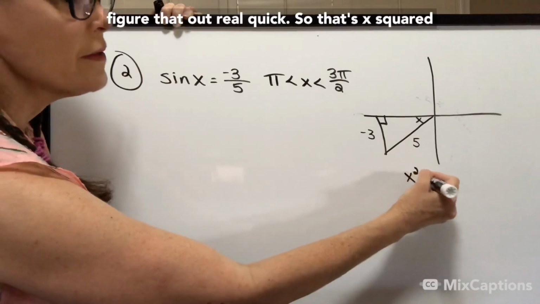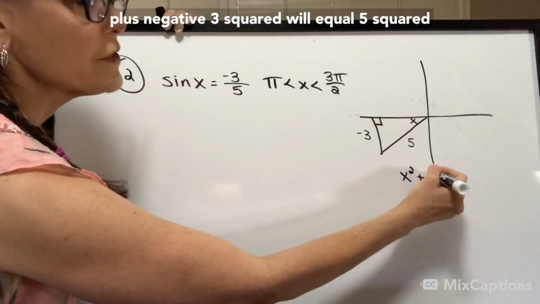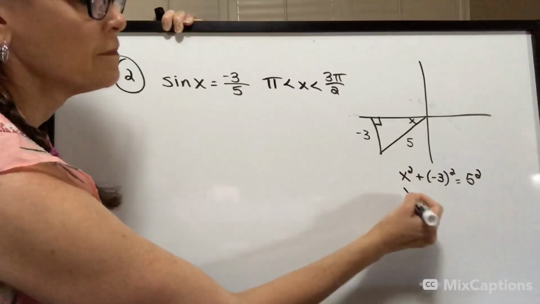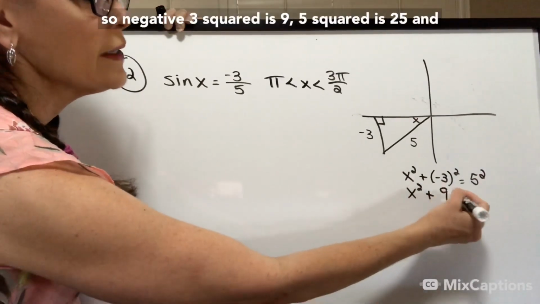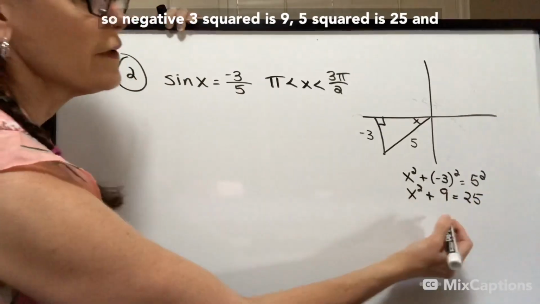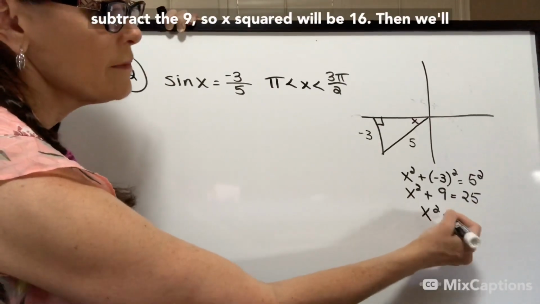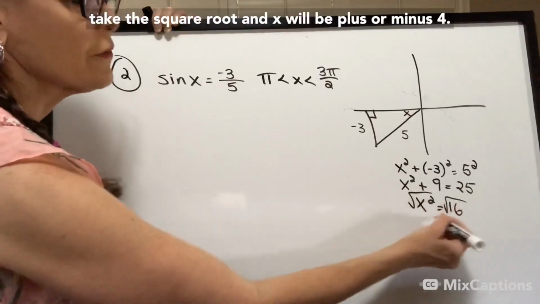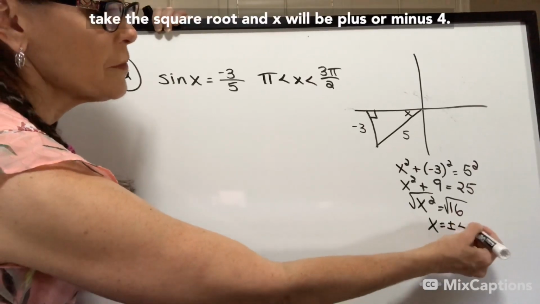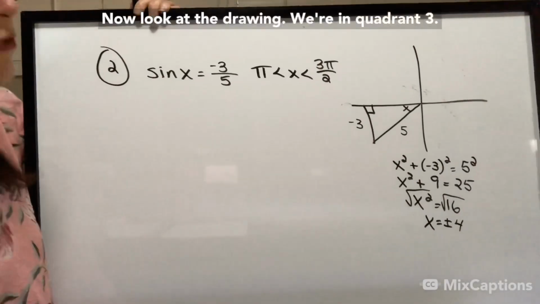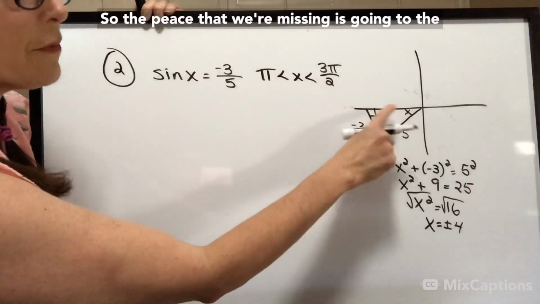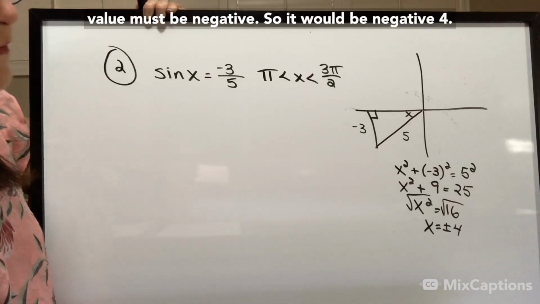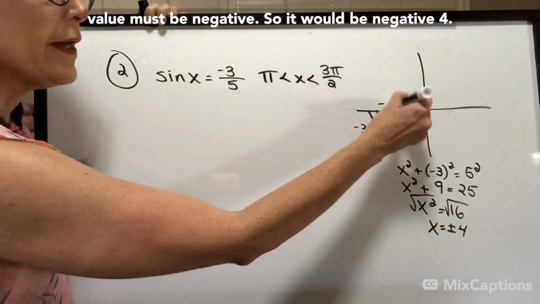So that's x squared plus -3 squared will equal 5 squared. So -3 squared is 9, 5 squared is 25, and subtract the 9. X squared will be 16. Then we'll take the square root, and x will be plus or minus 4. Now look at the drawing, we're in quadrant 3, so the piece that we're missing is going to the left of the x-axis, so that would mean that our value must be negative, so that would be a -4.